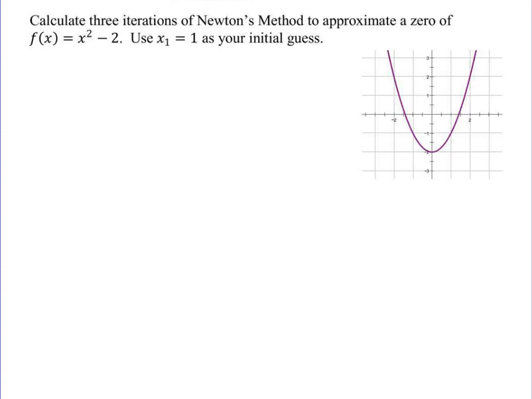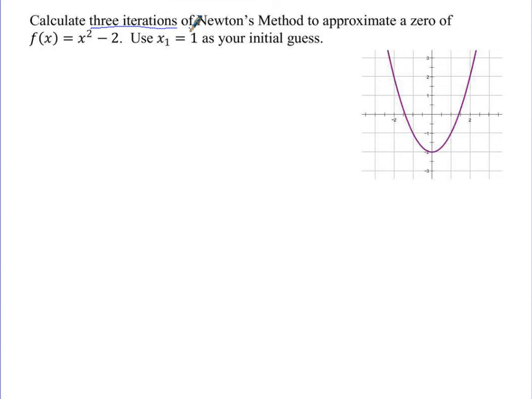Okay, so let's just start with an easier example. Calculate 3 iterations of Newton's method to approximate a 0 for f of x equals x squared minus 2. Use x sub 1 equals 1 as your initial guess. So I'm telling you just strictly 3 iterations of Newton's method. And I'm giving you x sub 1 already. So we just need to find x sub 2 and x sub 3.